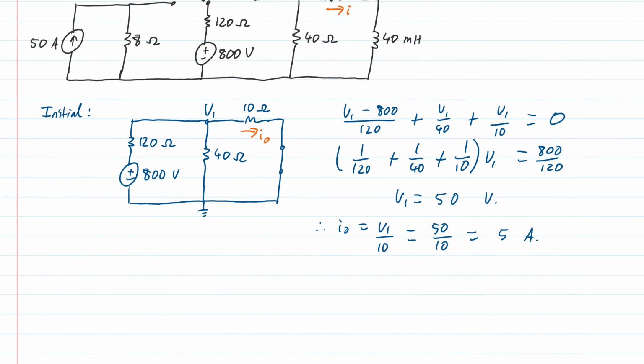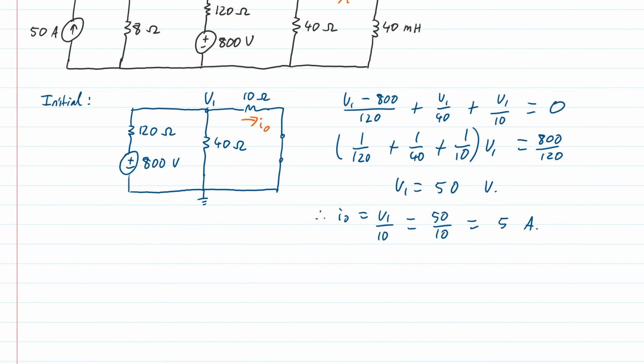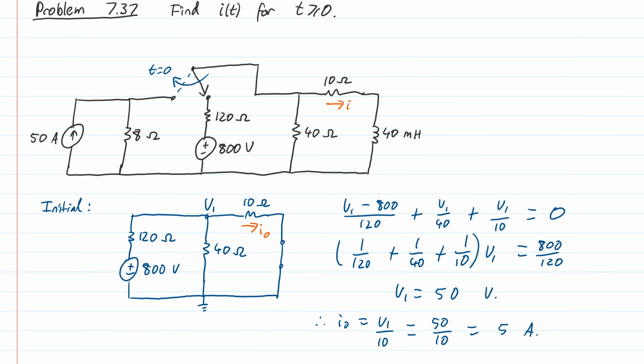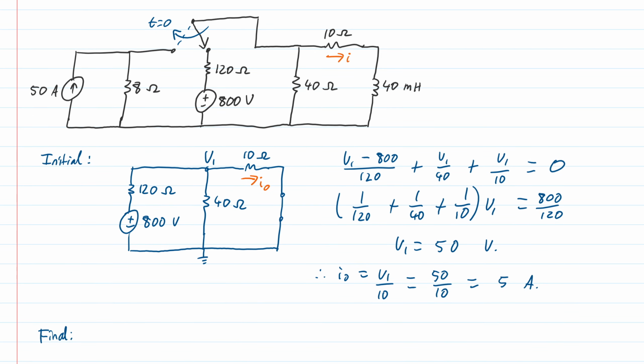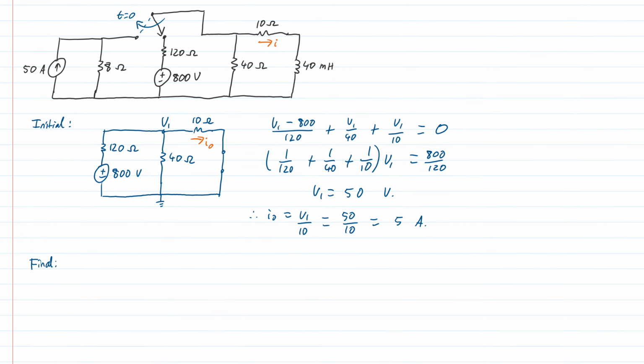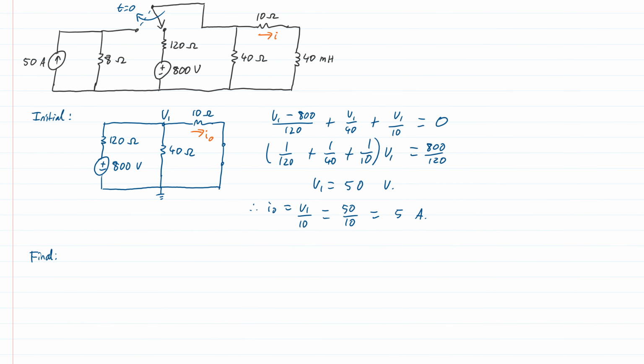Okay, we also need to know the final configuration of this circuit. If we look at the way that this switch operates, effectively it will take this current source and connect it into the circuit. So that would be now the new source of energy. So just redrawing the circuit in the final configuration, here's what we will have.